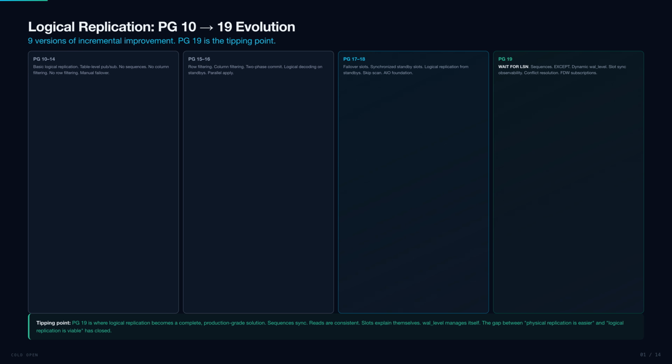PG 19, WAIT FOR LSN. Sequences. EXCEPT. Dynamic wal_level. Slot sync observability. Conflict resolution. FDW subscriptions. PG 19 is the tipping point. The gap between physical replication is easier and logical replication is viable for production has closed.